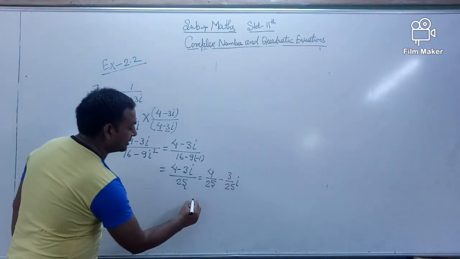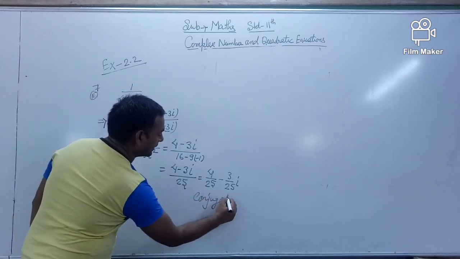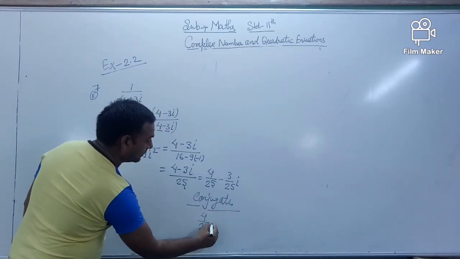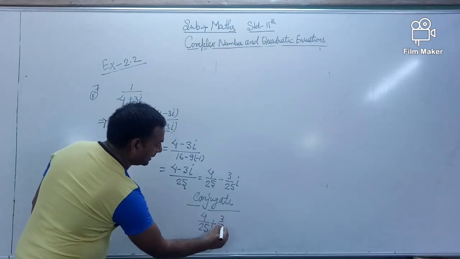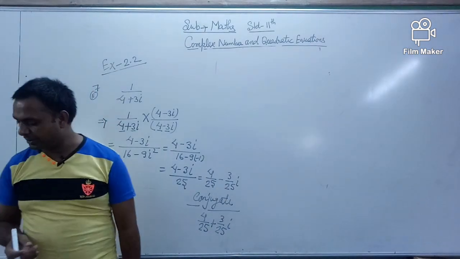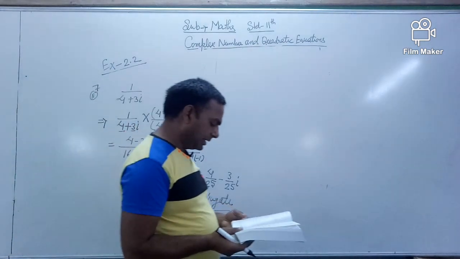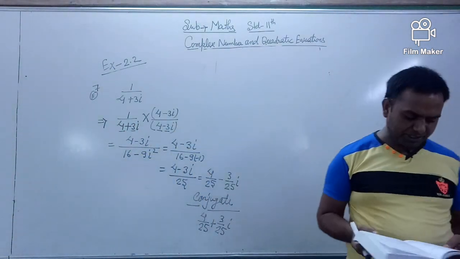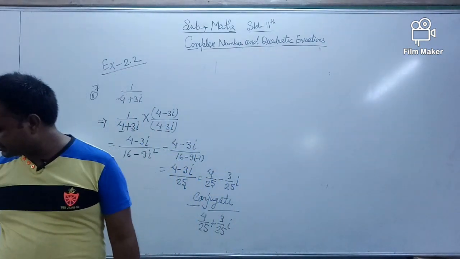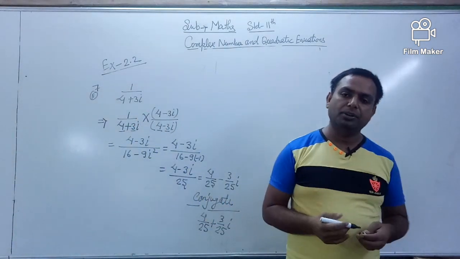If you want to take the conjugate of that complex number, this is 4 upon 25 plus 3 upon 25 i. This is the conjugate of that complex number. So all types of problems related to that exercise can be completed. I think all of you understand, and you can take the help of these various examples. You can solve all the other questions related to that exercise. Okay, thank you.